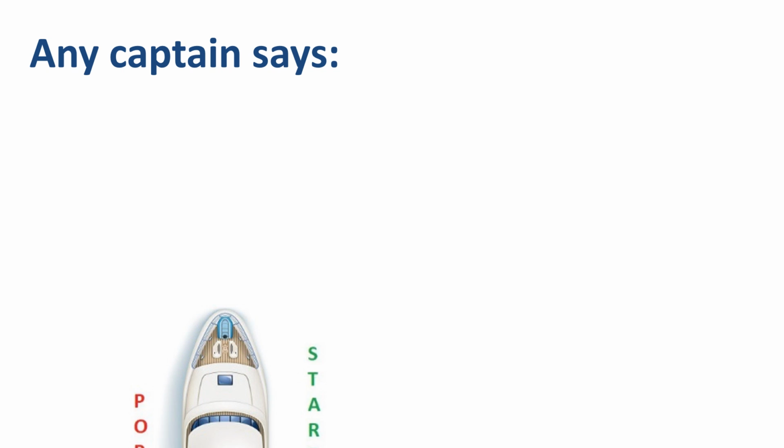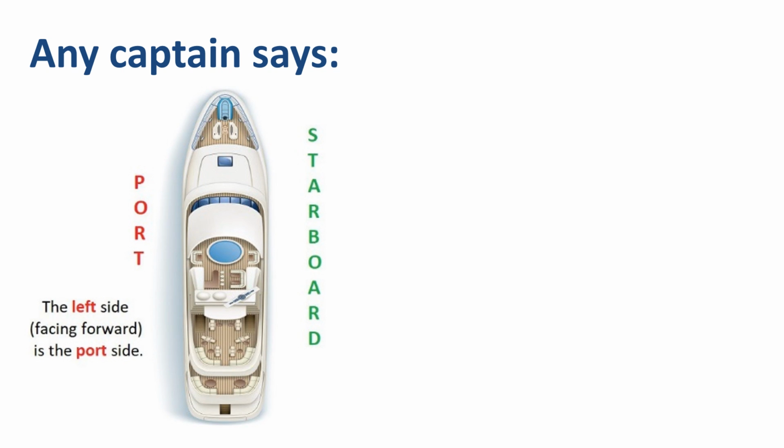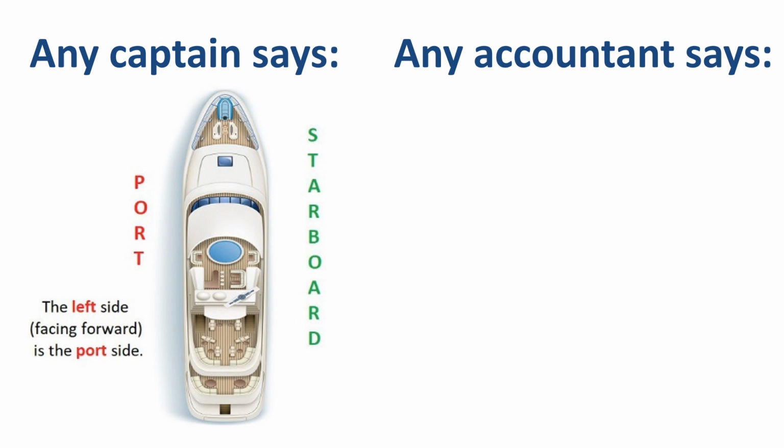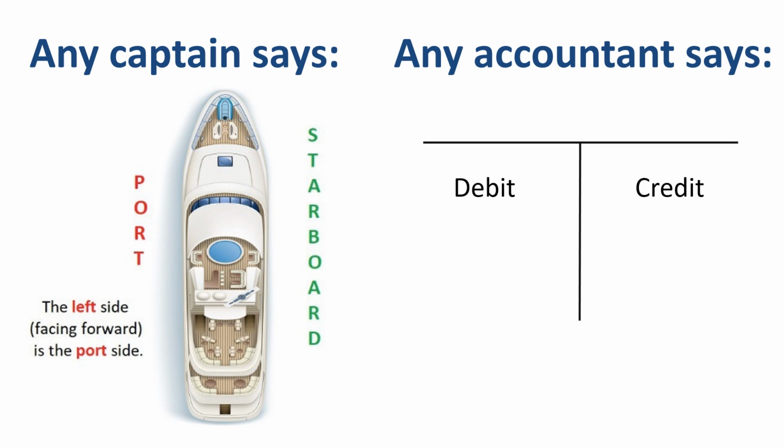For example, any captain will tell you that when facing forward on a ship, the left side is called port and the right side is called starboard. In the same way, any accountant will tell you that when making accounting journal entries, the debits go on the left and the credits go on the right.